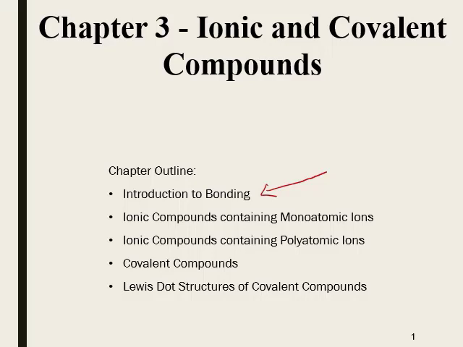So in ionic bonding, all compounds which have ionic bonds are called ionic compounds. Now there are two kinds of ionic compounds. First one is ionic compounds which contain monoatomic ions, and the second one is those compounds which contain polyatomic ions. So we will discuss in detail about these two kinds in the next slides.